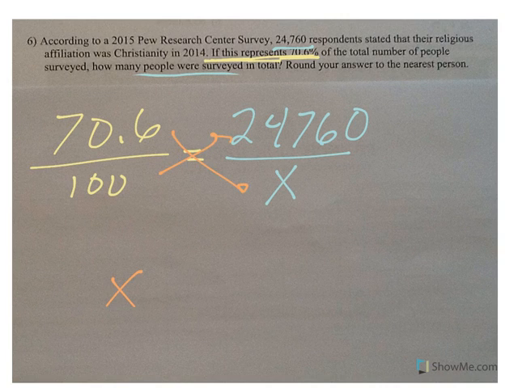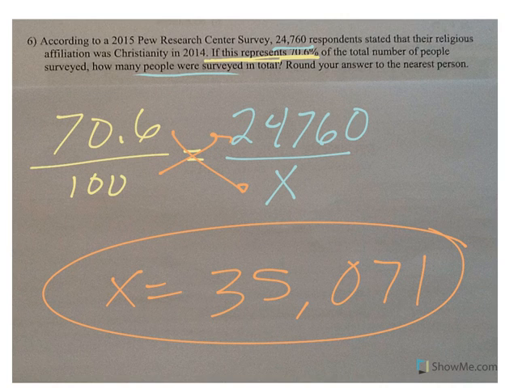So I cross multiply, and when I round to the nearest person, I get 35,071. And that's how many total people were in the survey if 24,760 of them said Christianity was their religious affiliation.